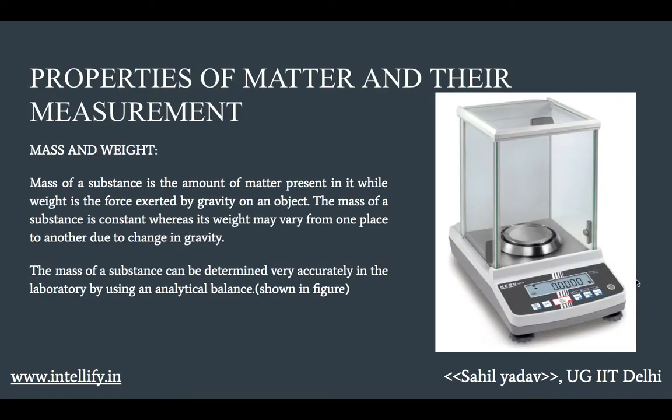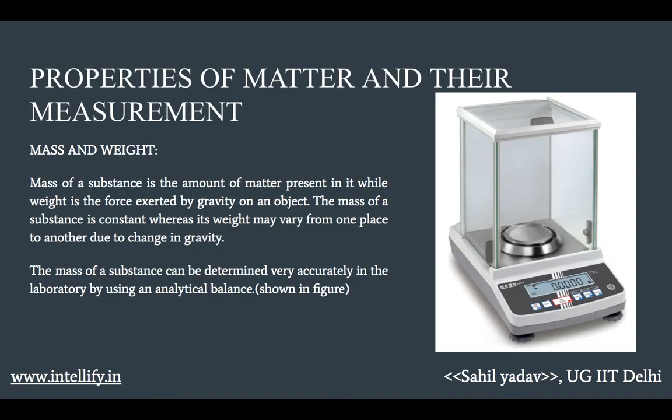Moving forward, now to talk about mass and weight. So the mass of a substance is the amount of matter present in it, while weight is the force exerted by gravity on the object. The mass of a substance is constant, whereas its weight may vary from one place to another due to the change in gravity. You should be careful in using these terms.